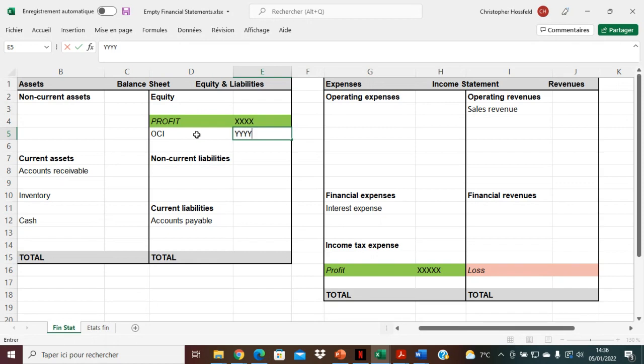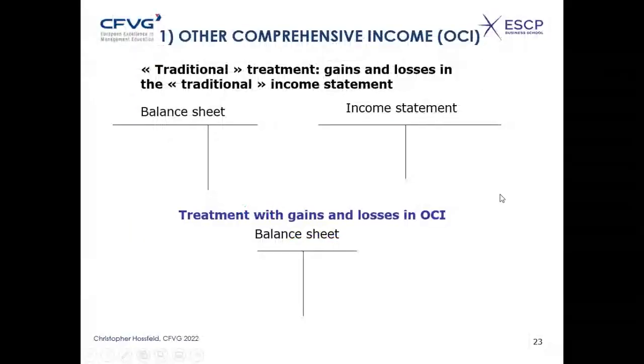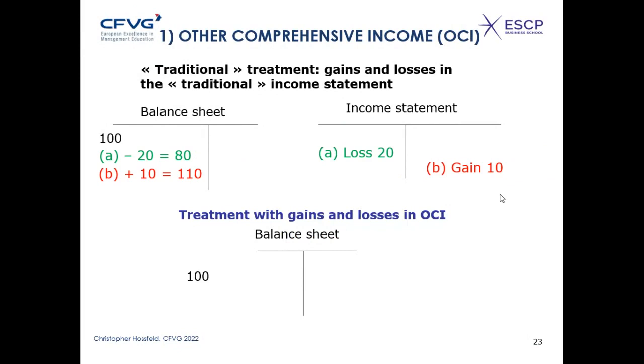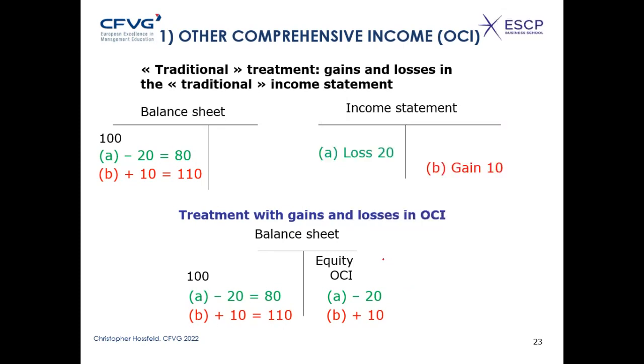So OCI is part of equity, same as profit is part of equity, but the difference is that OCI is not in the income statement and therefore has no dividend consequences and probably has no tax consequences. Obviously, the tax consequences depend on the tax laws, not on the accounting laws. So that's the IFRS idea: certain gains and losses, I don't put them in the income statement because of those dividend and tax consequences. I put them in OCI.